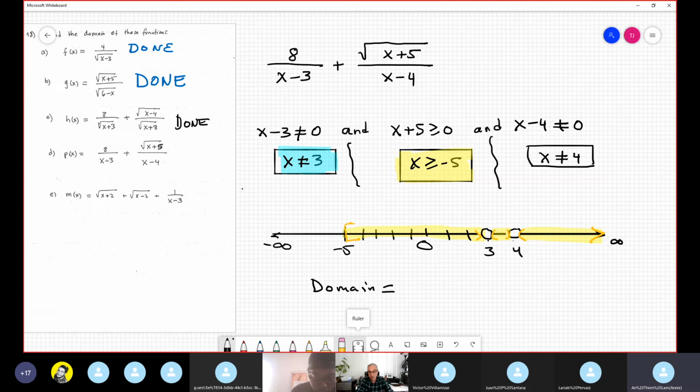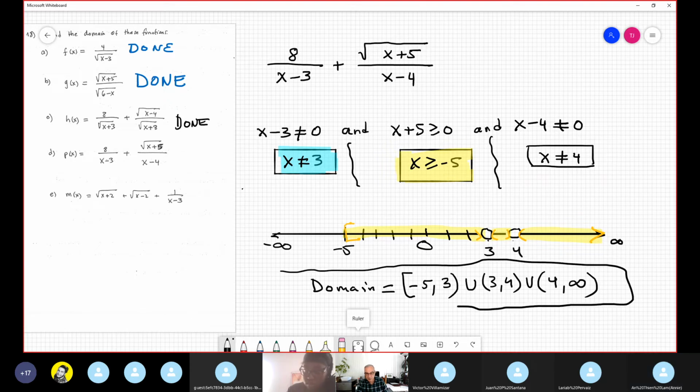But it's easy. Bracket, bracket what? Negative 5, comma 3. Parenthesis or bracket? Parenthesis. Union. You use the union symbol when you want to connect different intervals separately. What's the next interval? Parenthesis 3, comma 4, parenthesis, and union, parenthesis 4 to infinity. Super good. This is the final answer.